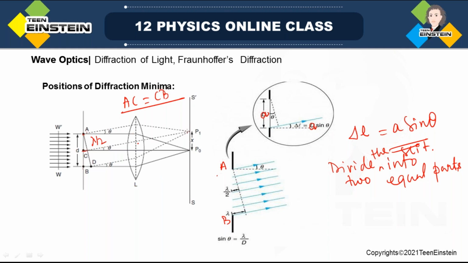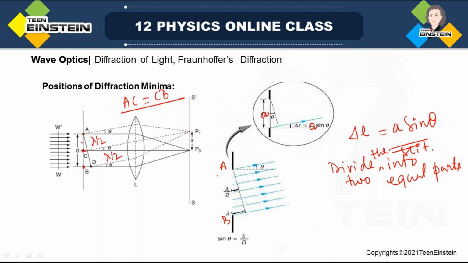If any source, this one C, now a light goes from C and B, they also will have path difference lambda by 2, because these are from half portions, not the full portions.